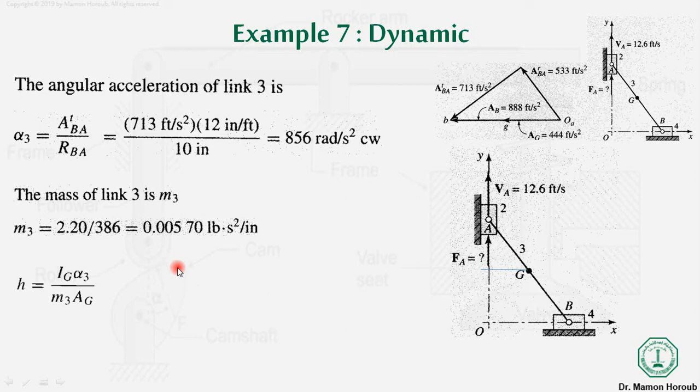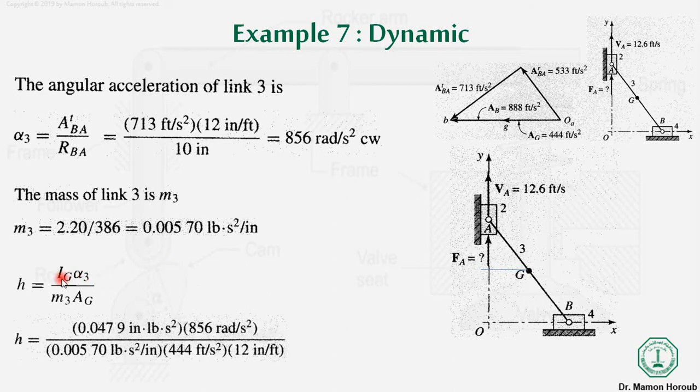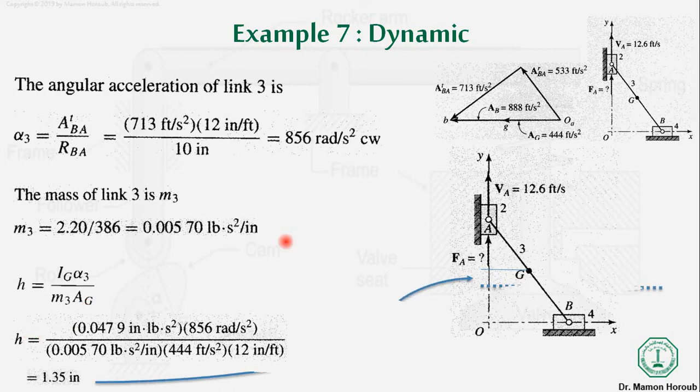Over here we know Ig, we have alpha 3, we have m3, and we have Ag, so we can calculate the value of h. And what is h? h is this distance, starting from G until here. If you look at link 3, basically this is a 3-force member. One force is the inertial force. One force acts upon C from link 4. One force acts upon link 3 from link 2.